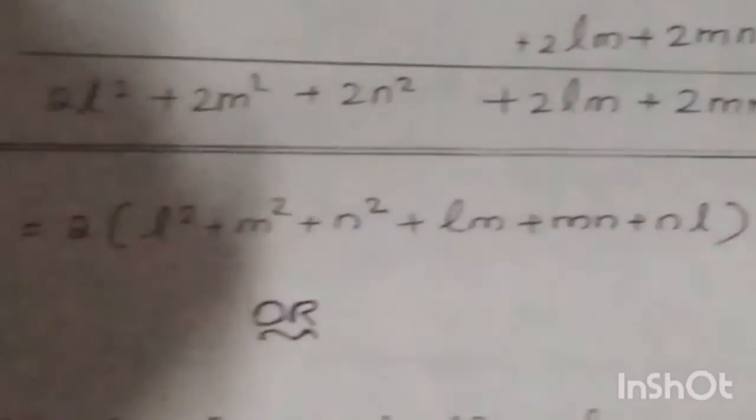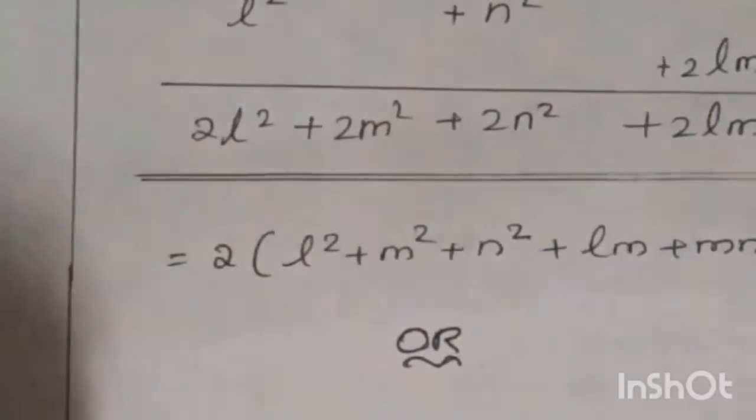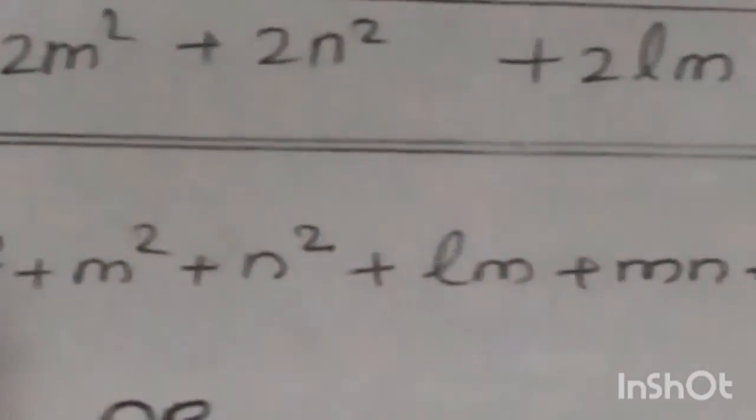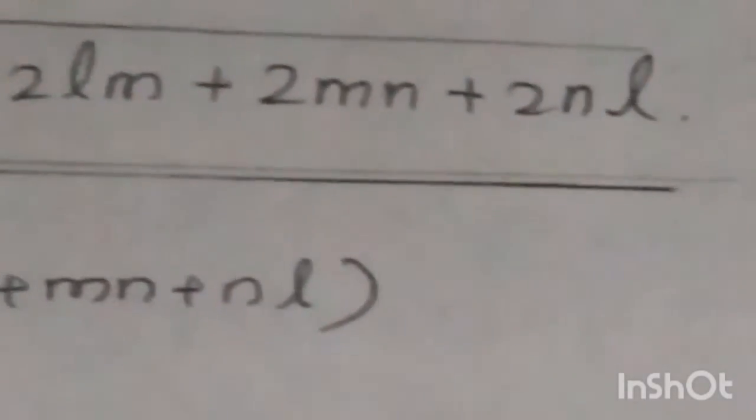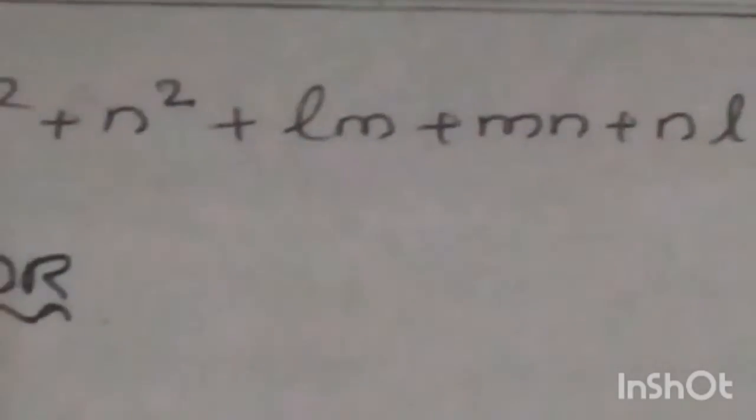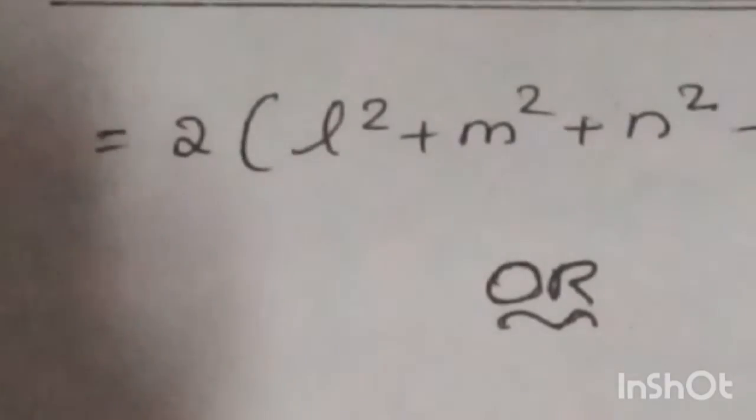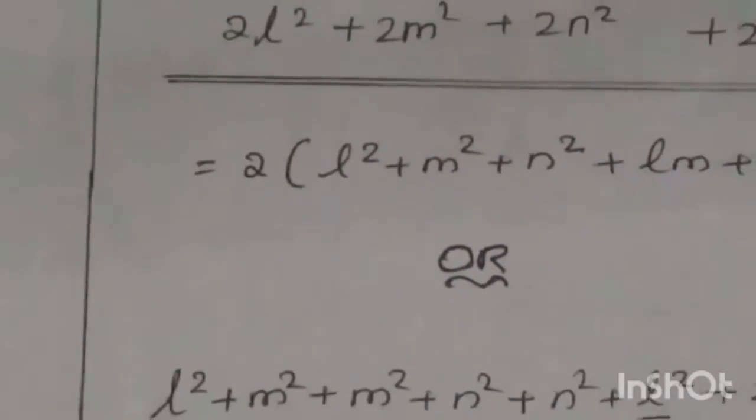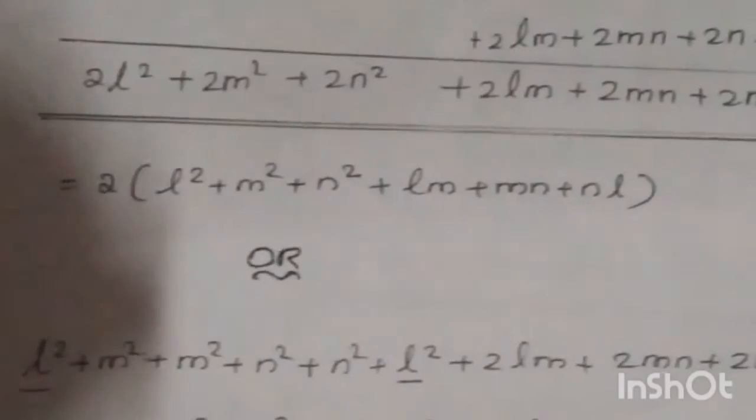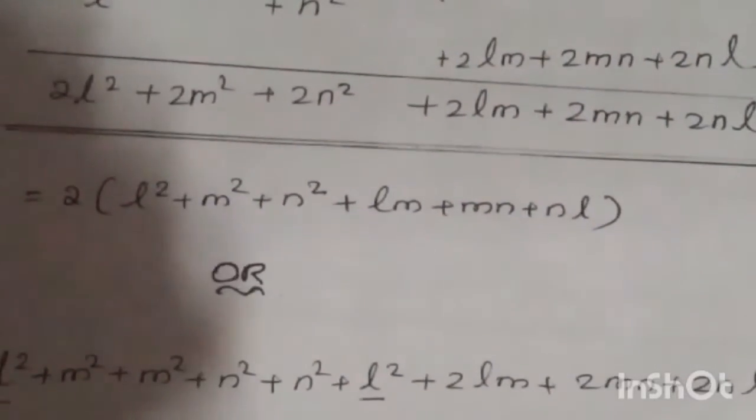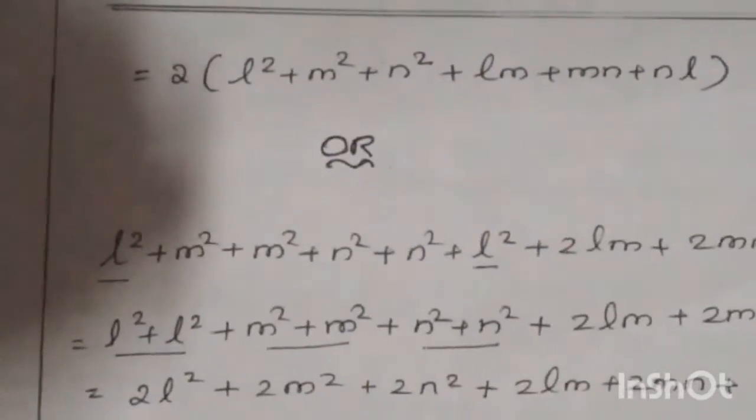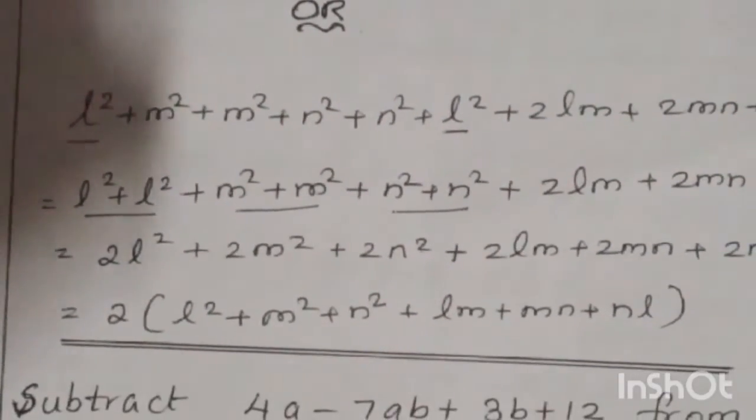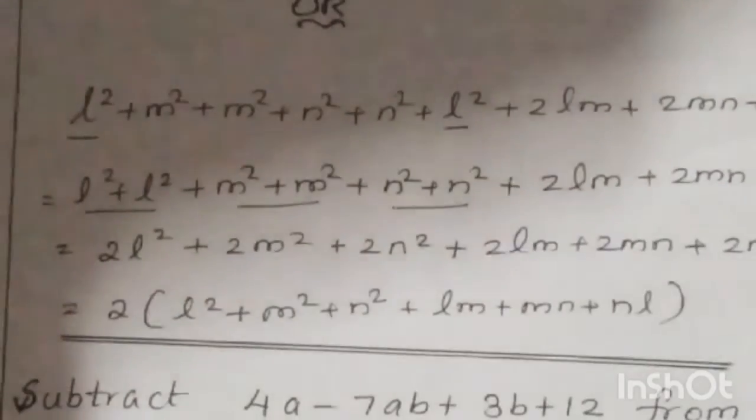Now add all those. You'll get the answer as 2l square plus 2m square plus 2n square plus 2lm plus 2mn plus 2nl. In all those cases, you can see 2 is common. Take that 2 common outside the bracket. So the answer becomes 2 into l square plus m square plus n square plus lm plus mn plus nl. Or it can be written row wise and combined all the like terms. In that way also you will get the same answer.